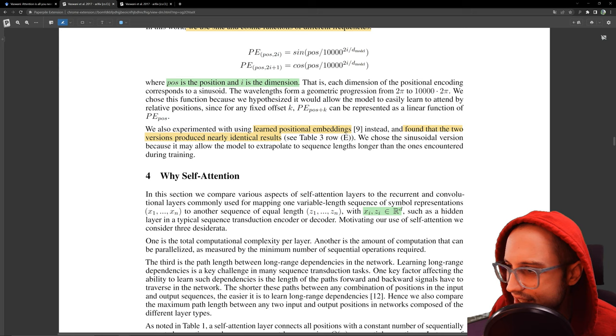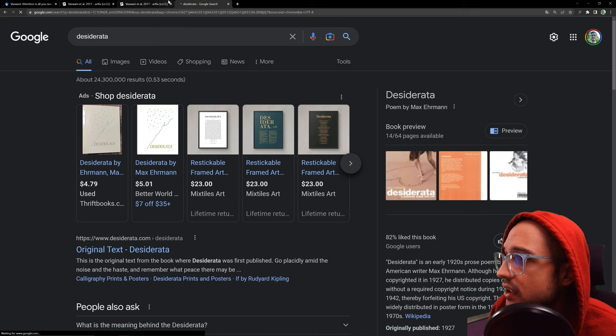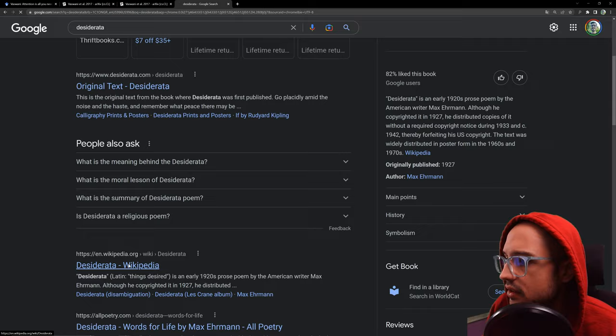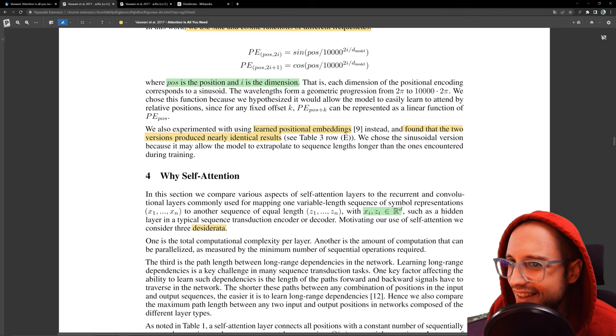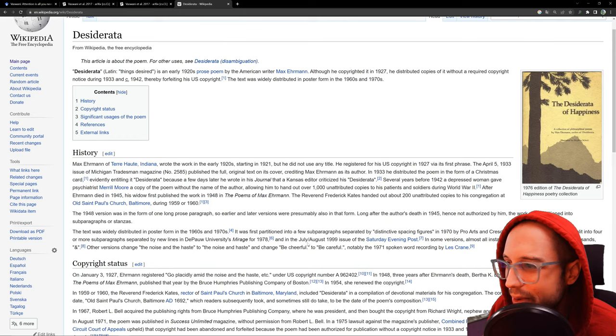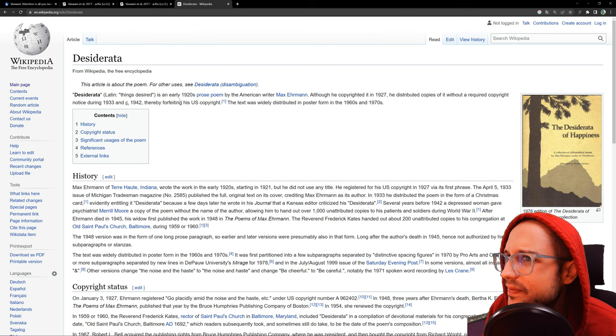Desiderata. This is interesting. What is this word? That's an archaic link. They're referencing a 1920s or 1970s poem? What the heck? Okay.